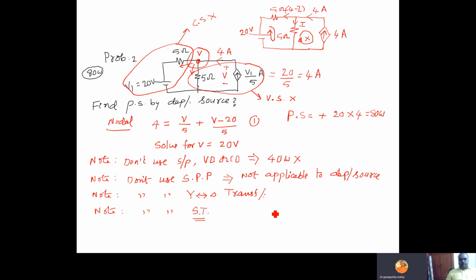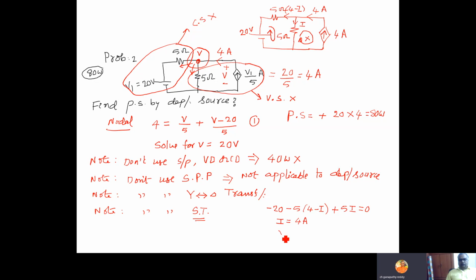So write this mesh equation, solve for I. How to write that mesh equation? Minus 20, minus 5 into 4 minus I, plus 5I, equal to 0, and solve for I. You get 4 amps.